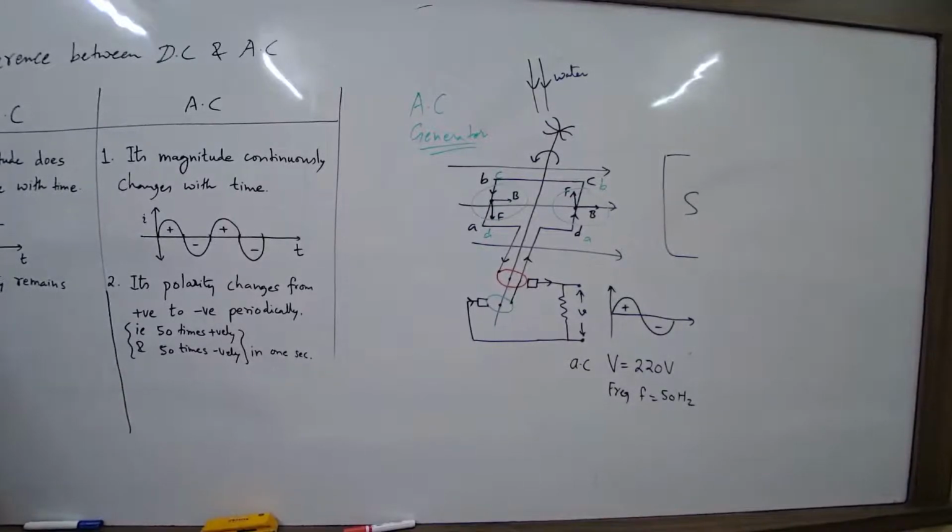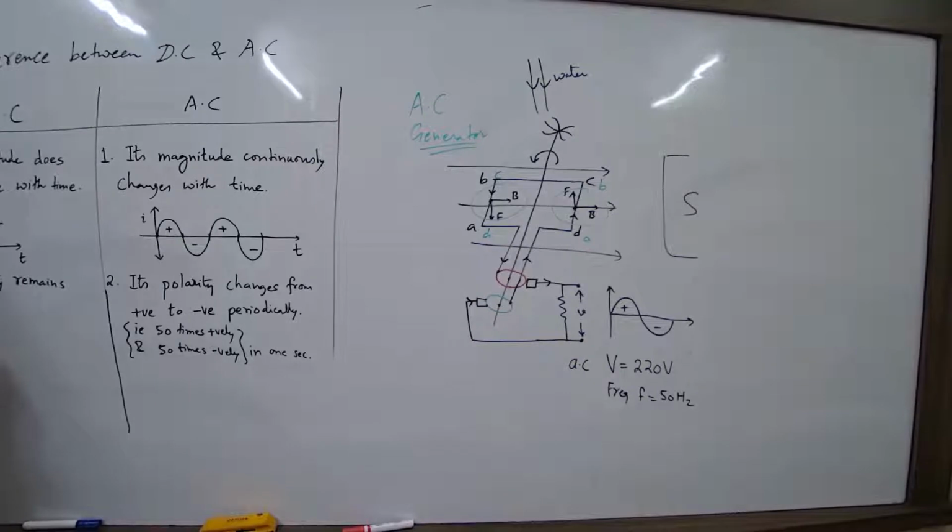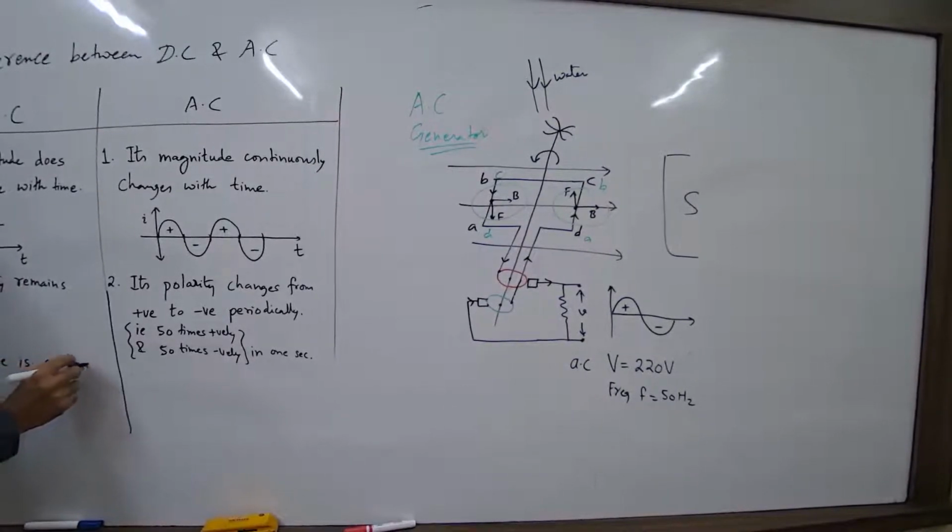So what is its source? Where do we get DC current from? What supplies DC current? Yes, cells. So its source is a cell or battery.